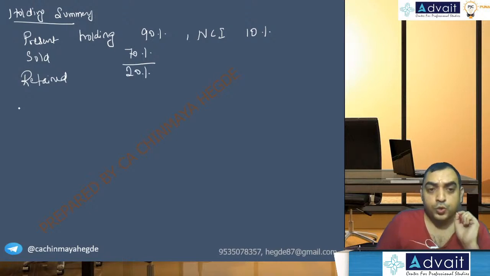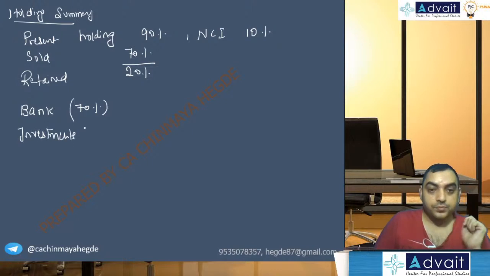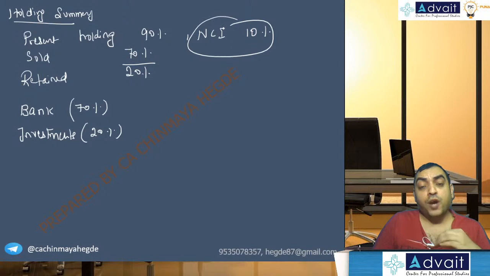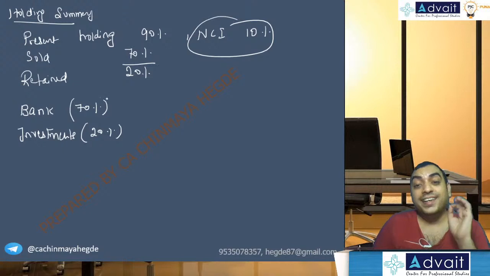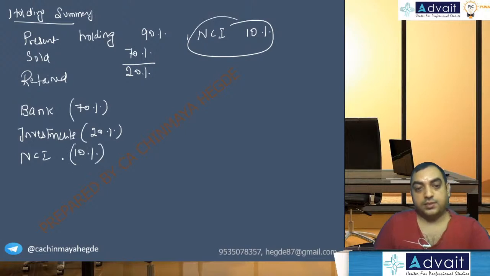So you will receive amount in bank for 70% shares, and you have retained. Retained means you will go to investments at 20%. Then what will happen to NCI? Because you have lost the control, you need to close it. You need to derecognize it. That is NCI 10%. So bank account debit, what are the values?